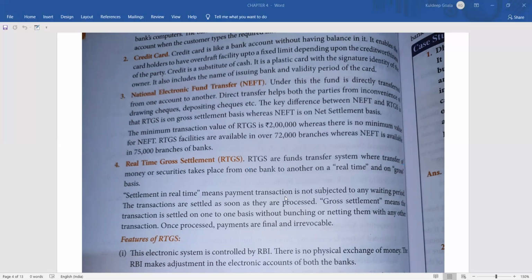It means the payment transaction is not subjected to any waiting period. कोई भी waiting period नहीं होगा, directly transfer हो जाएगा. Okay, as soon as you do the payment, that settlement will be done. And gross settlement means the transaction is settled on a one-to-one basis without bunching or netting them with any other transaction. किसी भी transaction के साथ relate नहीं होगा, साथ साथ में वो settle हो जाएगा. Okay, once processed, payments are final and irrevocable.